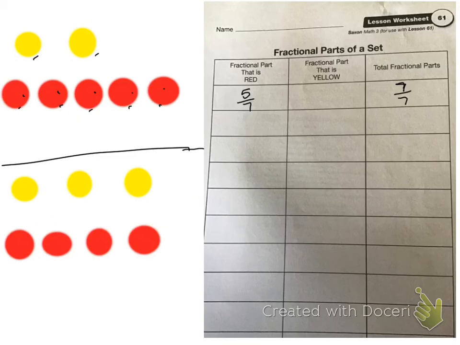And then it says what is the fractional part that is yellow. Well, I have 1, 2 yellow beads. So that means it's going to be 2/7. Just remember, the bottom number is always how many total beads you have.